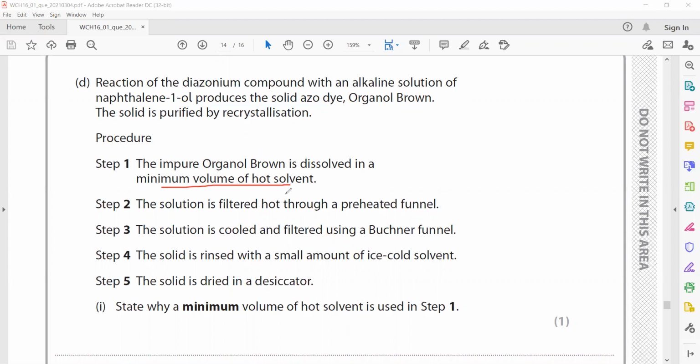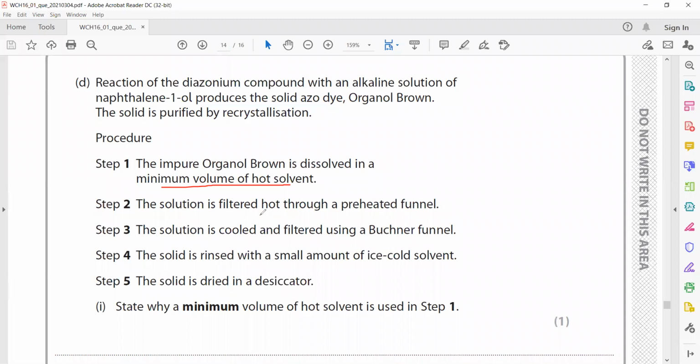That's why minimum solvent. If we use too much solvent, what happens when we carry out a recrystallization? Most of the organol will remain in the solution and a very small amount will be recrystallized. That's why we use a minimum volume of solvent.